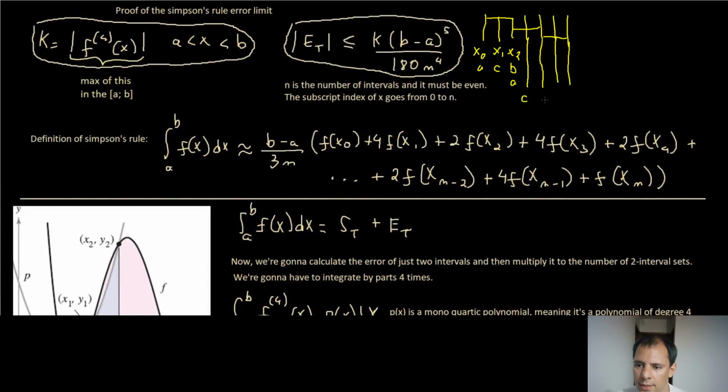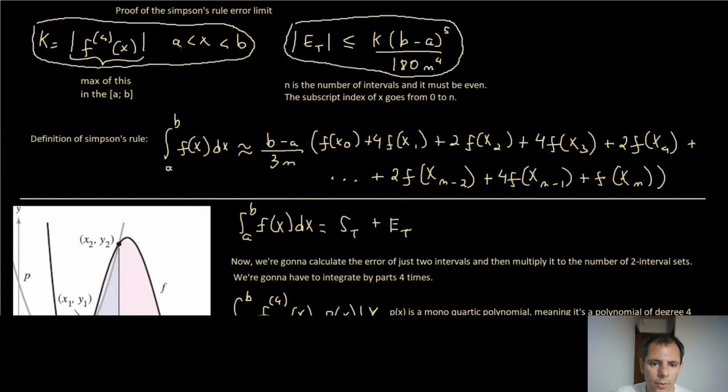So you have a, c, b. Here you have x3, here you have x4, and x4 is going to be b for this two-interval set, and it's going to be a for the next two-interval set. So you have a, c, b, and this b is a, c, b, and this last b is a, c, b, and it keeps going. So let me undo these things in here. When I say from a to b here, it means from x0 all the way to xn, from the first point to the last point.